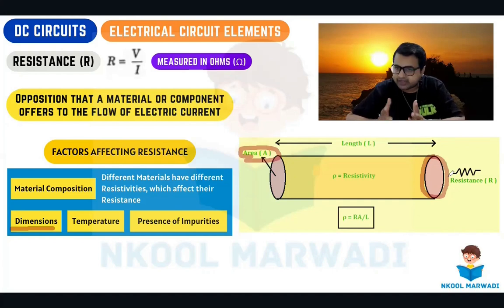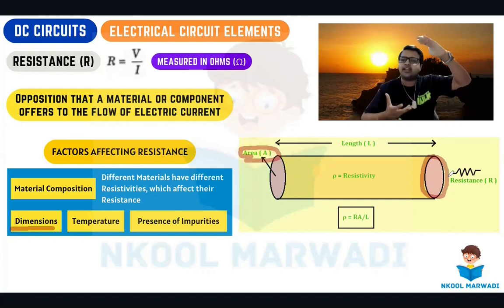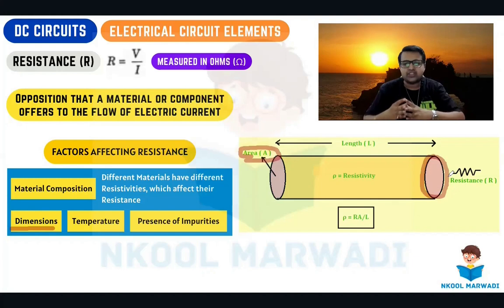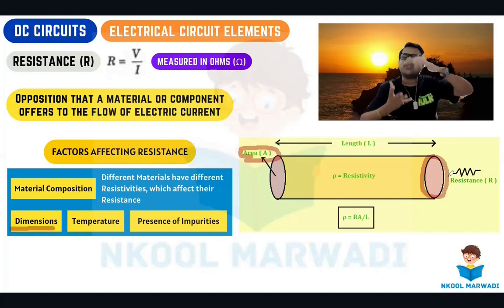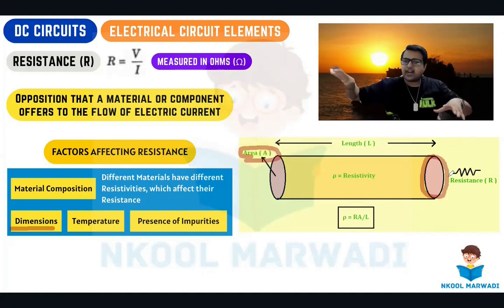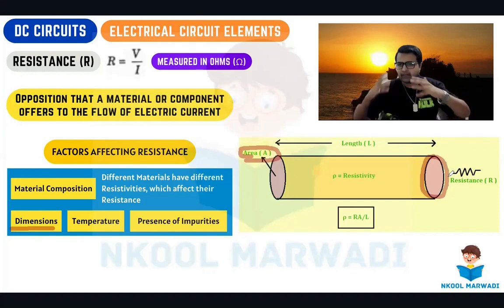So the idea is very simple. If the cross-sectional area increases, electrons will have more space to travel. So the number of collisions will be less. And if the number of collisions is less, resistance offered will be very less. So if the cross-sectional area increases, resistance offered will decrease. And if the area decreases, then when the charge flows, they will collide a lot. There will be lots of collisions, because of which resistance will increase.